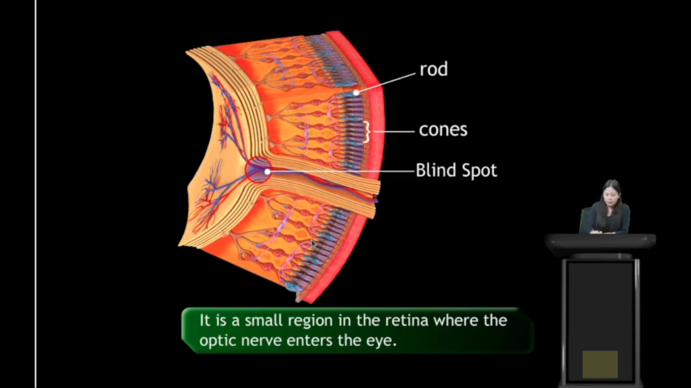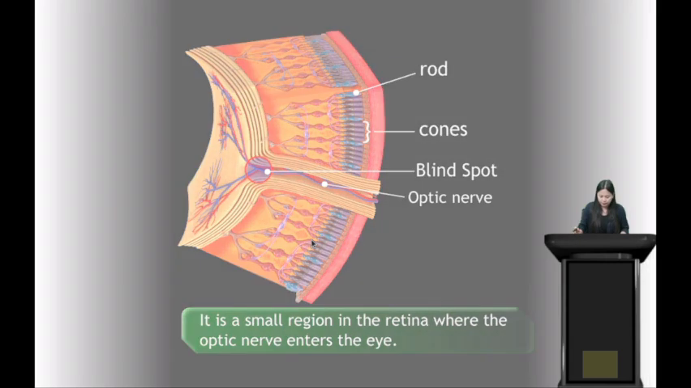So this blind spot is a small region in the retina where the optic nerve enters the eye, and in this spot known as the blind spot, sensory cells are not present. So in this small spot in the retina, vision is not possible. We have the optic nerve entering the eye through this blind spot.